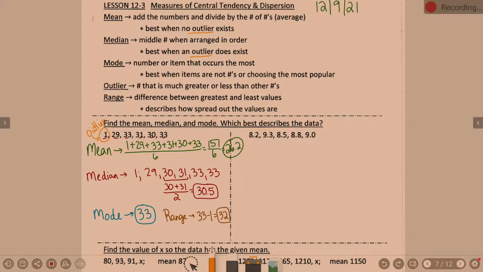So because there's an outlier, the median best describes this set of data.